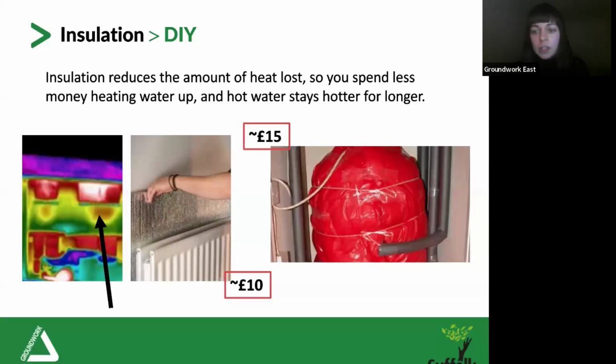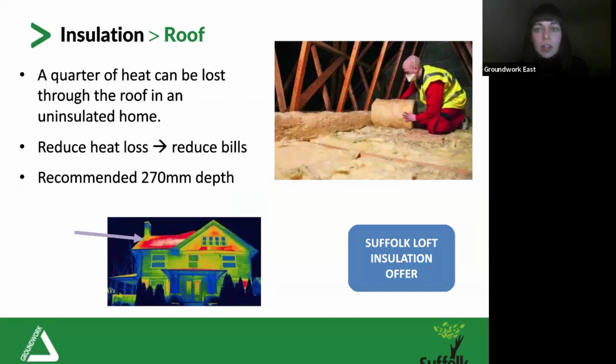Okay, so we'll go on to having a look at roof insulation next. This is quite a big and common thing that you'll see when you're looking at thermal imaging images, heat being lost through the roof space. It's a huge amount of heat that can be lost through this space, and the difference that fixing it can make in households is really significant.